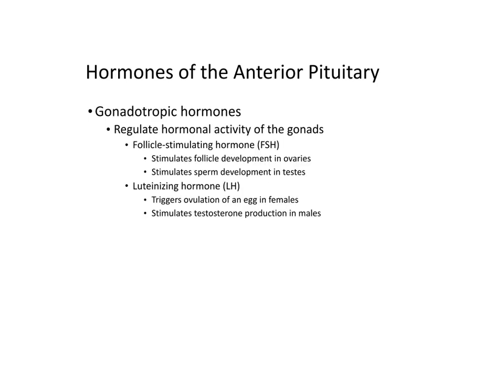There are 2 gonadotrophic hormones that are produced by the anterior pituitary, and they include follicle stimulating hormone, which stimulates follicle development in the ovaries and sperm development in testes. And then luteinizing hormone triggers ovulation of eggs in females and stimulates testosterone production in males.